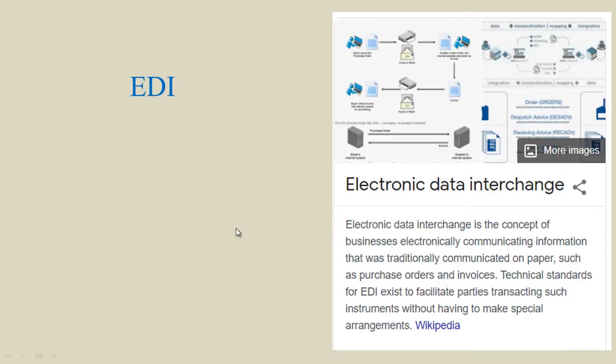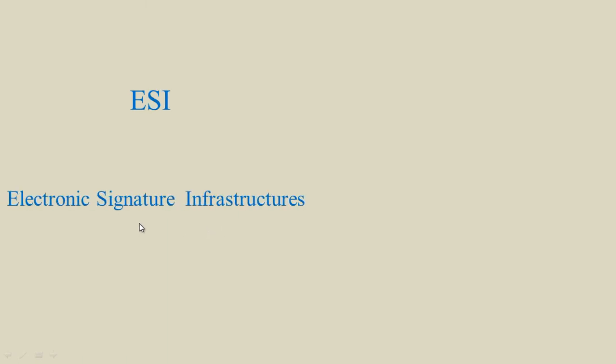EDI. Electronic data interchange is the concept of businesses electronically communicating information that was traditionally communicated on paper, such as purchase orders and invoices. The technical standards for EDI exist to facilitate parties transacting such instruments without having to make special arrangements.